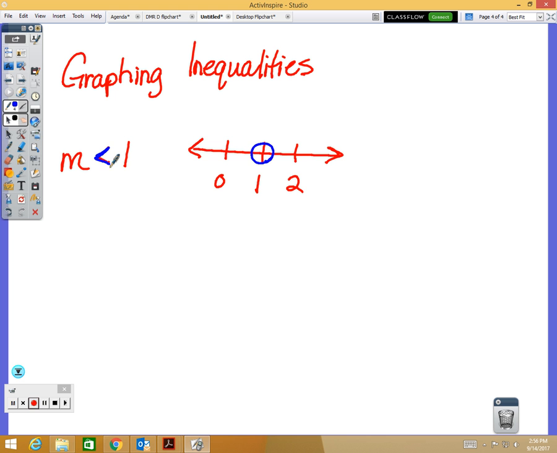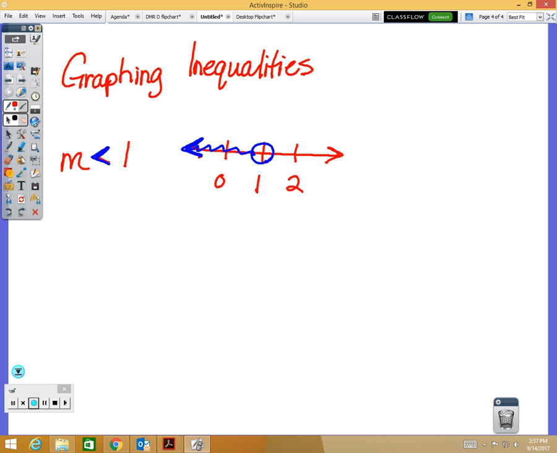Do you see how this symbol matches this arrow? That shows you which way to shade. Because if you were to replace the 0 with the M, 0 is less than 1, so that makes sense. So you're shading everything over to the left of that circle.